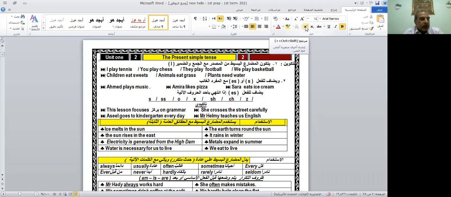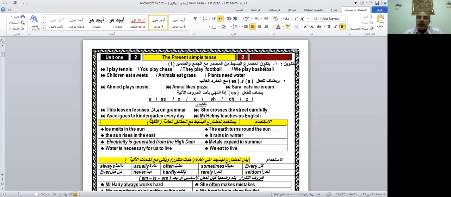We have started. Now, this is the second part. Unit 1, New Hello, My Family and Me, and we are going to deal with the grammar section. Here is the present simple tense.